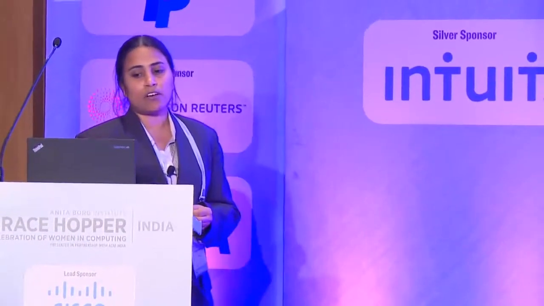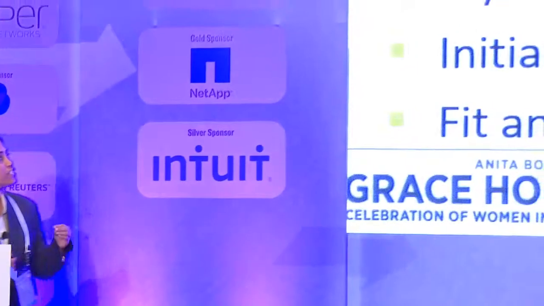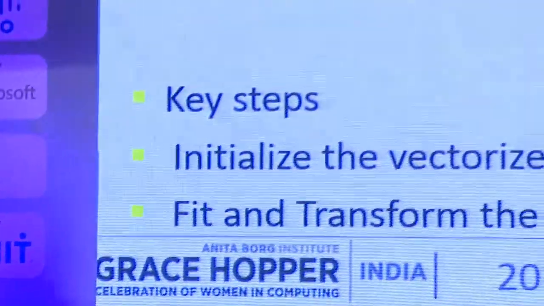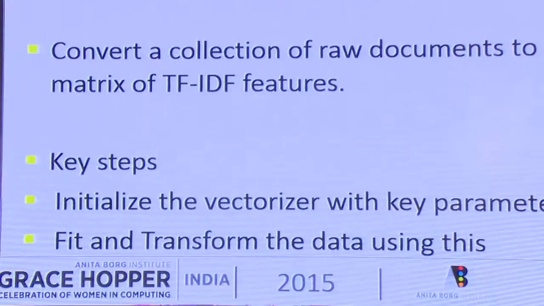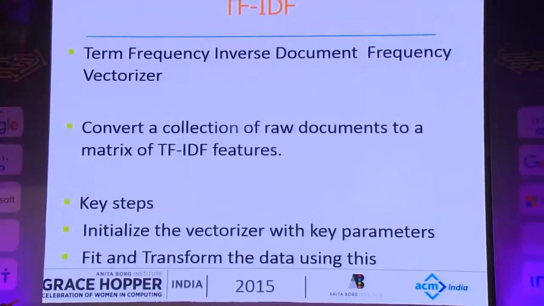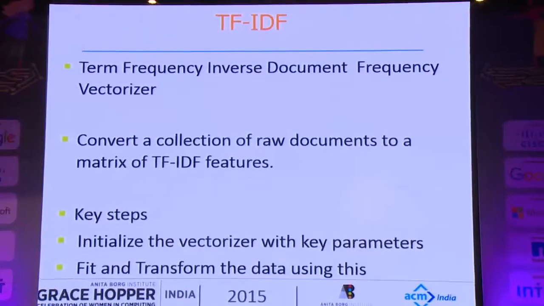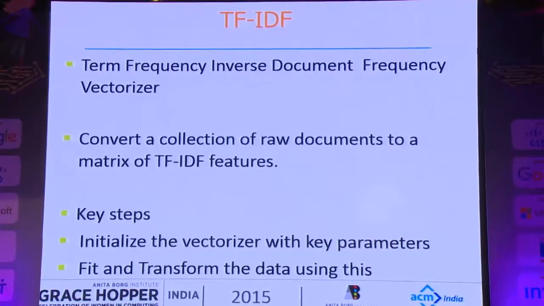So how do you do the vectorization part? There are many approaches, but we are talking about term frequency, inverse document frequency. What we do is convert your collection of documents, or your text, your tickets, to a matrix of TF-IDF features. Assuming you have many instances, your samples would be your rows. So suppose each instance is a row.